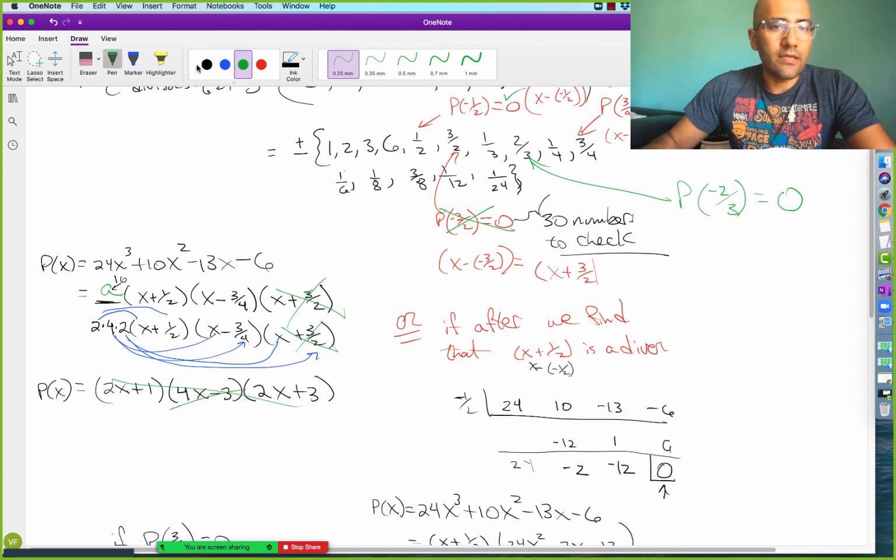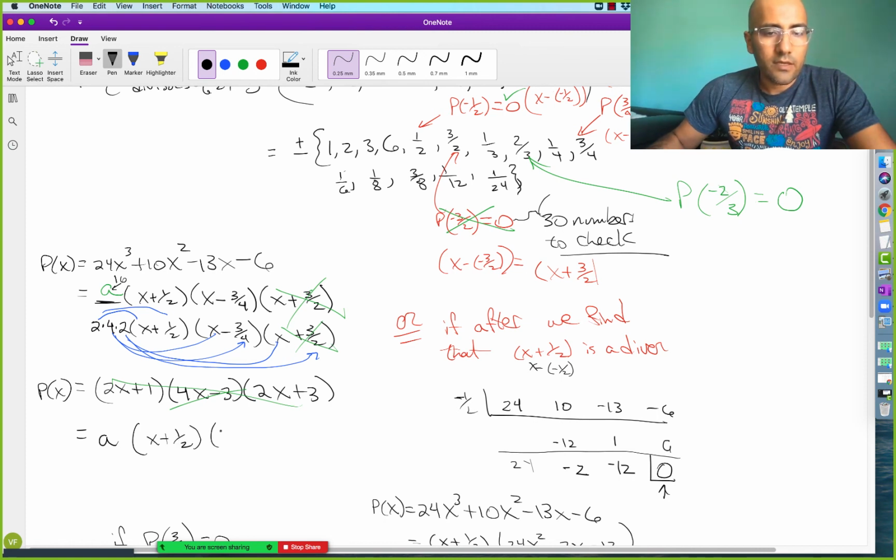So let me just rewrite it again. So this should have been some constant times x plus 1/2 times x minus 3/4 times x plus 2/3. Not 3/2, it's going to be the other way around. I flipped it around, right? And it's plus because when you input x by this value, you're going to get a 0. So negative 2/3 is going to give you a 0.